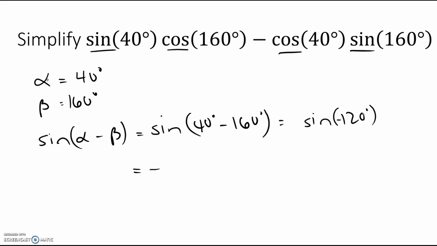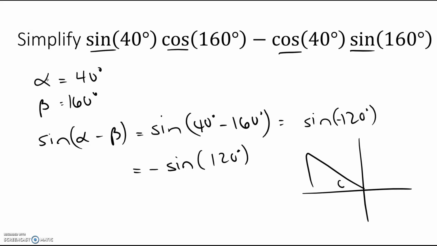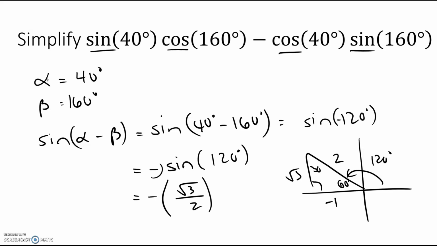which gives us sine of negative 120. Because sine is an odd trig function, pull that negative to the front. Okay, sine of 120, we know that the reference angle of 120 is 60. So 1, square root of 3, and 2, that needs to be negative. Sine we know is y over r, so square root of 3 over 2. Keep that negative out in front here. So your final answer is negative square root of 3 over 2. And that's it.